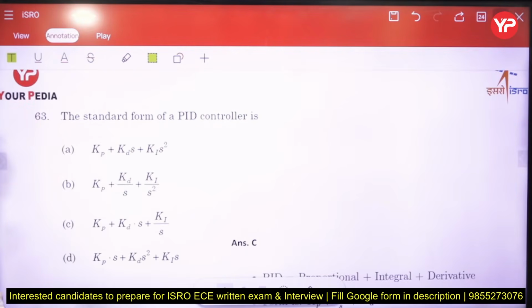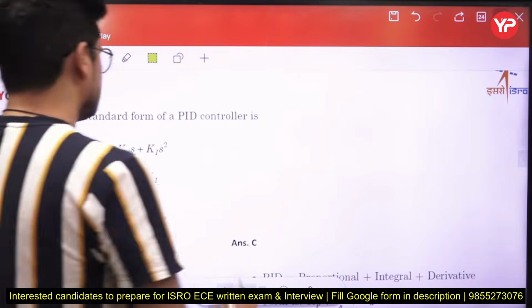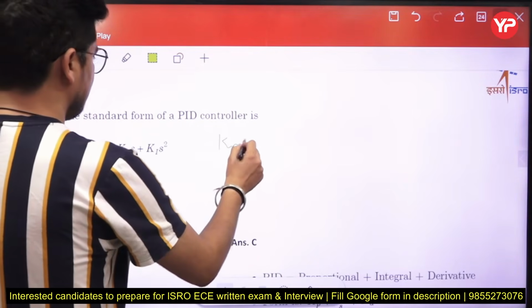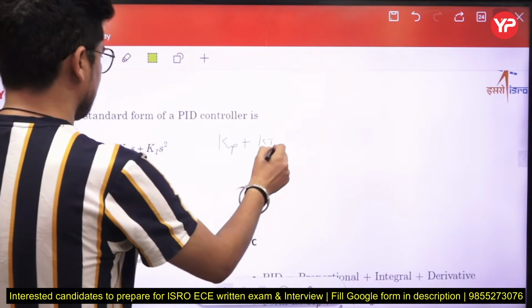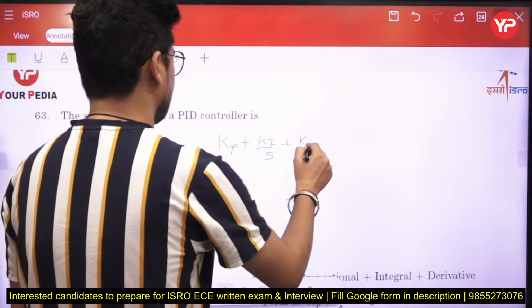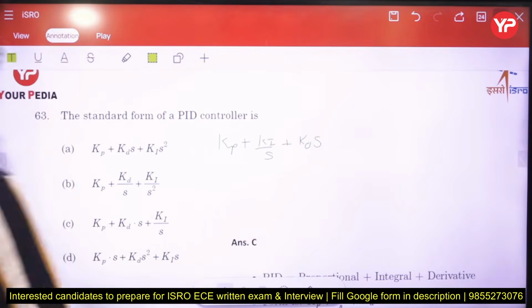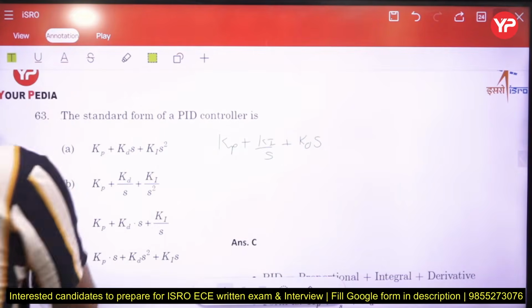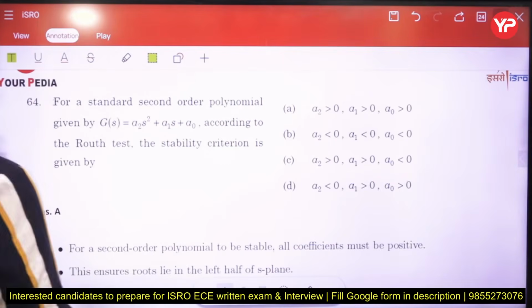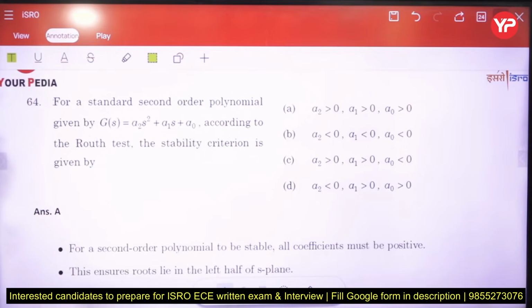Standard form of PID controller. So basically PID controller is proportional, which means Kp, then integral, which means Ki over S, and then the derivative, Kd into S. So which one is the correct answer? Answer will be C.